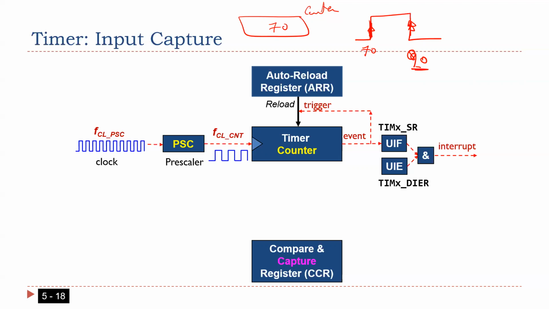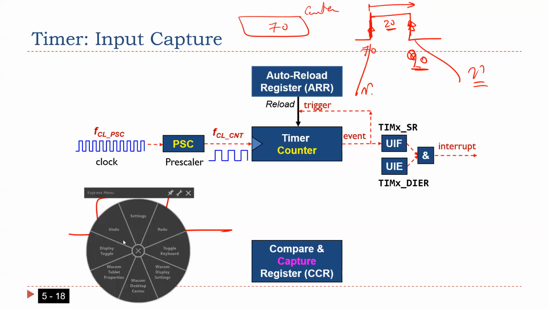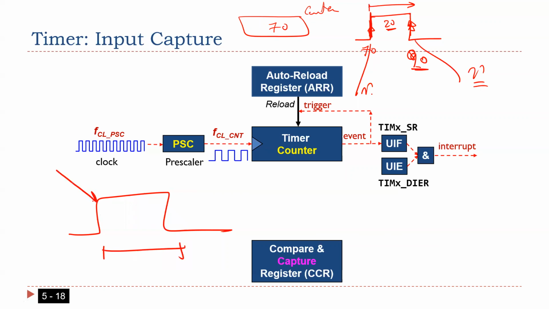Okay, guys? So what's going to happen? All I need to know is what was the count here, and what was the count here. And then I have to do some calculation to know how many counts it took from here to here. So at this moment, the count was 70. At this moment, the count was 90. So if I do some calculations, I can know that from here to here, the timer counted 20 counts.